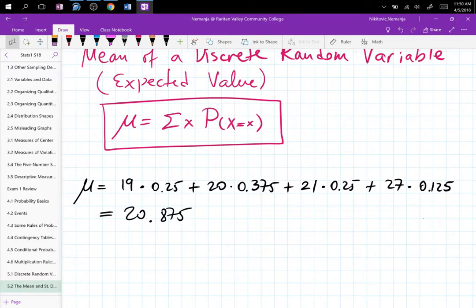Now this new method is looking at the distribution of the discrete random variable, and this is just a new way to do it. However, the old way doesn't work when you have probabilities involved. The old way is just a simple average. This is what we call a weighted average. Just like your scores in a class.